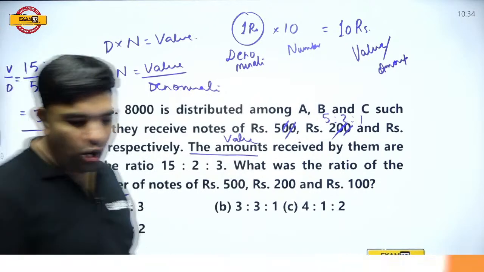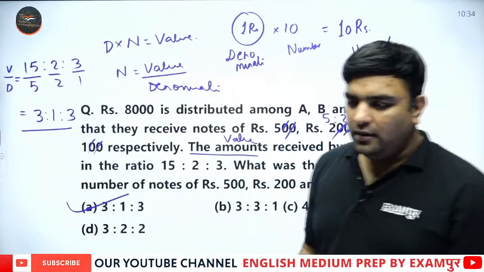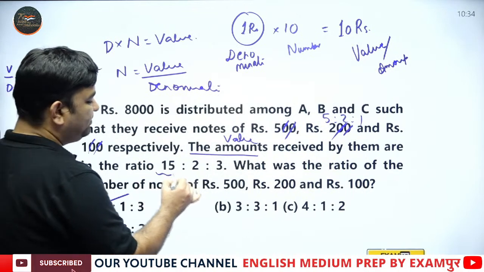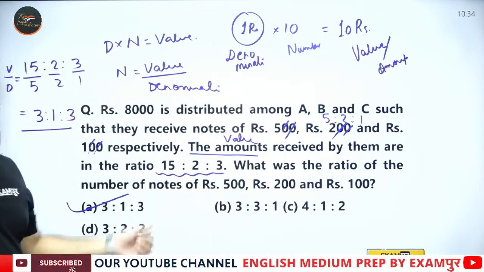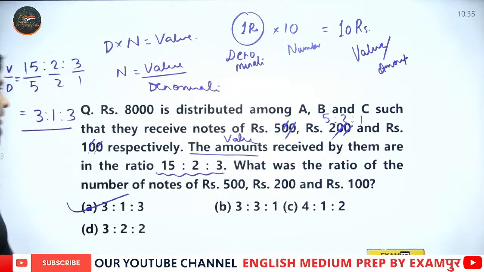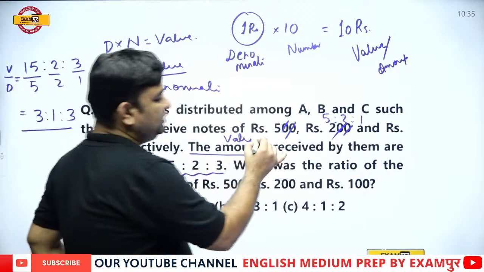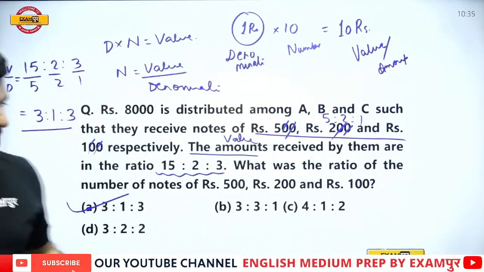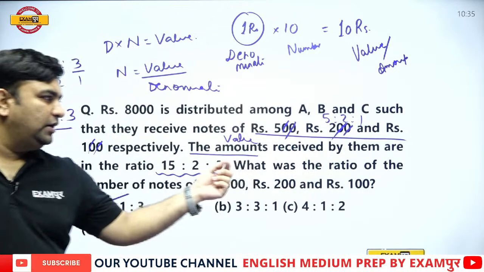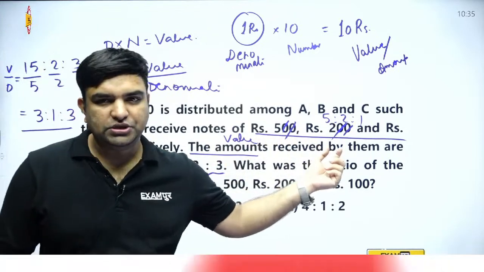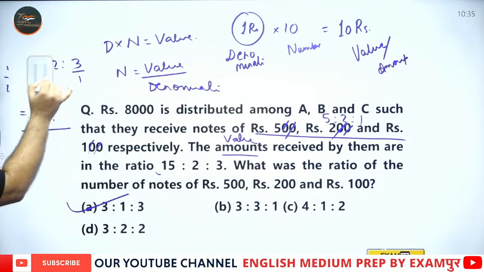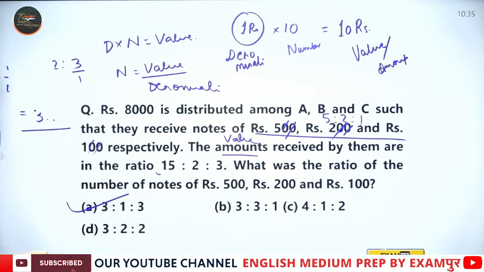I can take it once more. Value is in the ratio 15:2:3, already given. Denomination, this is what we call the value of each note. Well done, Nishant. Well done, Sudhap. Well done, Shrivani. So denomination would be in the ratio 5:2:1. You will divide it by 5:1.